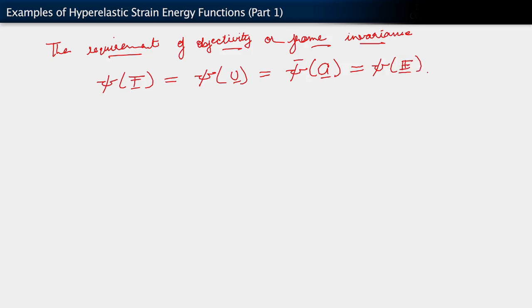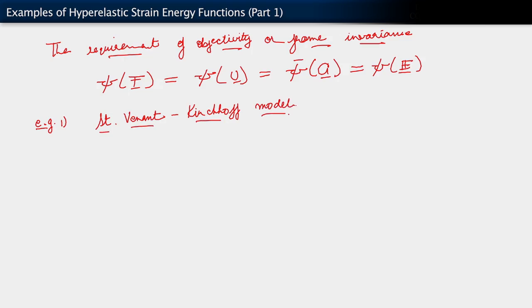What I want to do in this segment is talk about a few examples. Example 1 is probably the easiest form of a hyperelastic strain energy function for nonlinear elasticity. The first example is what is called the Saint Venant-Kirchhoff model.